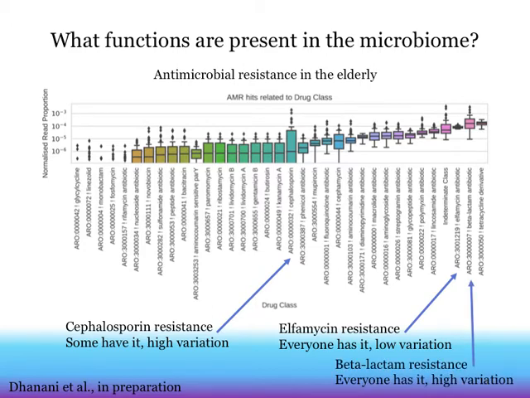And then you can look at something like beta-lactam resistance, right? Penicillin, ampicillin, and friends. And it's also fairly abundant, but there's a somewhat wider distribution. So some people have more of it than others do.